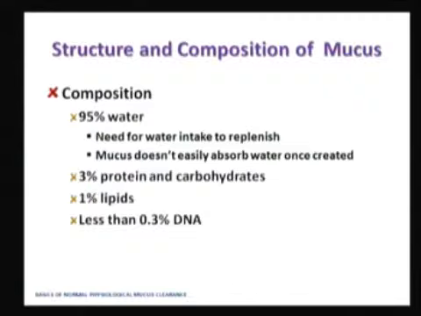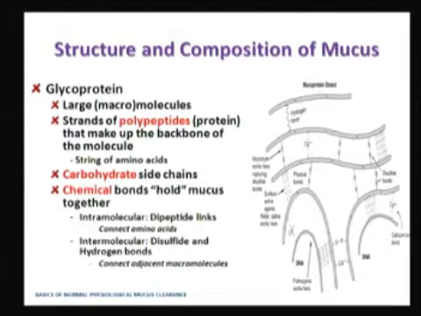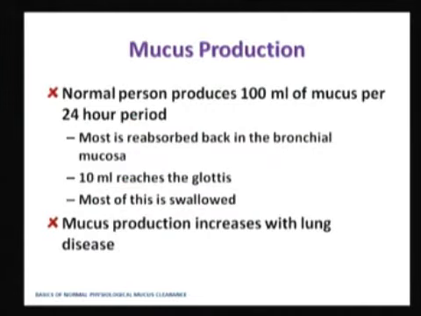As normal physiology, what's mucus? Mucus is composed of 95% water, 3% protein, carbohydrate, lipids, and DNA. The bonds are the objective of medication: to break up the bonds so the mucus can be more easily cleared from the body. Normal production per 24 hours is reabsorbed back in the bronchial mucosa. 10 milliliters reach the glottis, and most of this is swallowed.